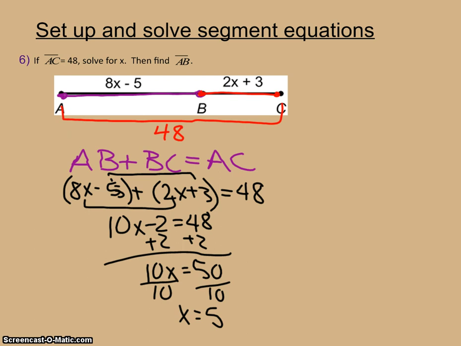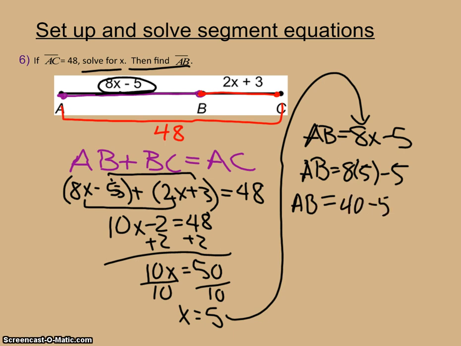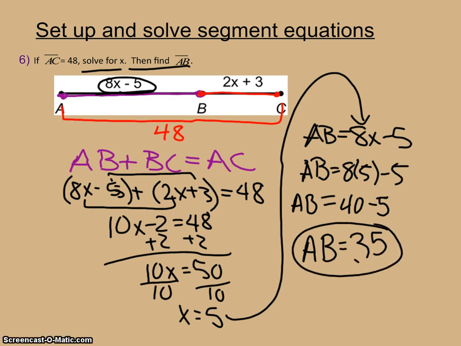Now the question said solve for x right here. We did that part, but now we need to do the second part, which is solve for AB. We know AB equals 8x minus 5 from over here. It's given to us right here. So now all we have to do is take our x and plug it in over here. So AB equals 8 times 5 minus 5, which equals 40 minus 5, which means AB equals 35.